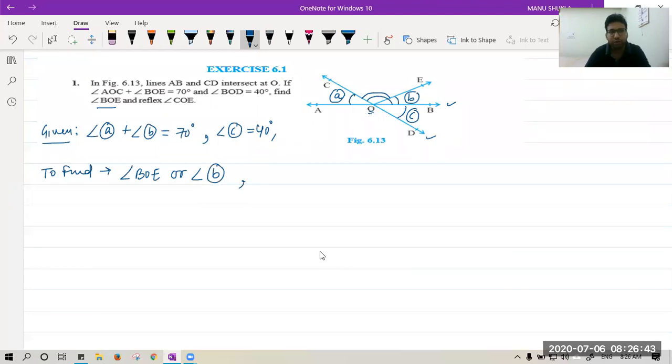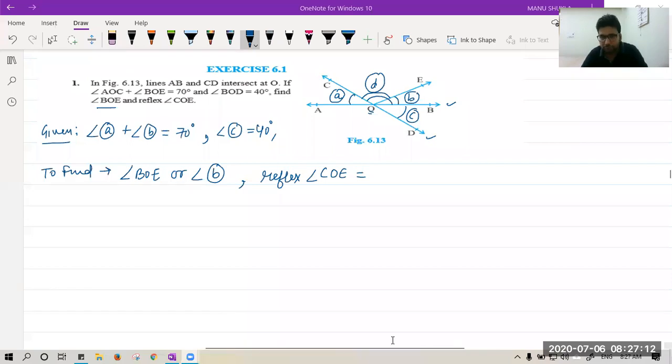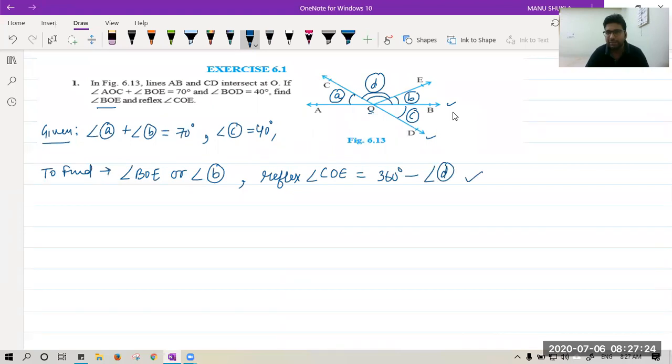Apart from that, we have to find reflex of angle COE. Reflex angle COE. Can you help me? How we can find angle COE reflex? Suppose this is angle D. What is meant by reflex of COE? How will you find it? Beta, please help me. If you know angle COE is D, what is the formula? 360 minus angle given. Very good, Mehak. Very good, beta. So to find reflex of COE, we have to find 360 degree minus angle D. That's it. And we are done.